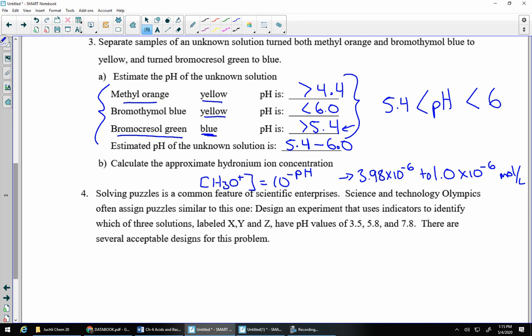So that's one way to estimate it. Sometimes on multiple choice questions, you see an appropriate concentration could be, say, 2.8 times 10 to the negative 6, and that's what you would choose. It's between those two.